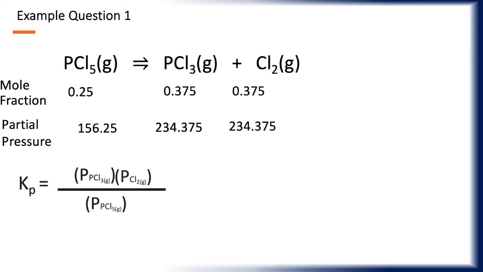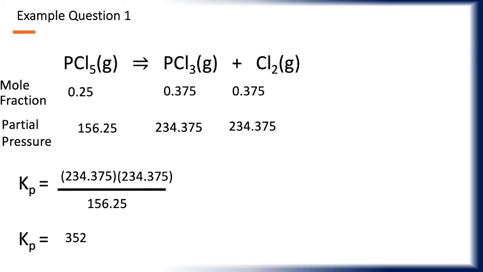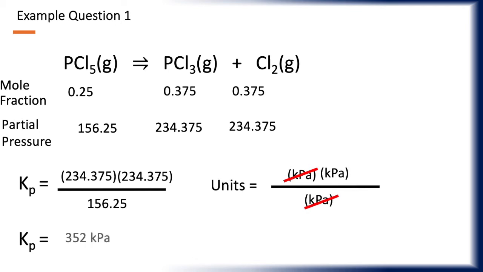And then the final thing we have to do is put them into our Kp expression. And once we do that, and we run it through the calculator, we will get Kp to be 352. So it's just working out units now. The units for the total pressure were in kilopascals, so the partial pressures were as well. And you can see that we will end up with our final units being kilopascals.